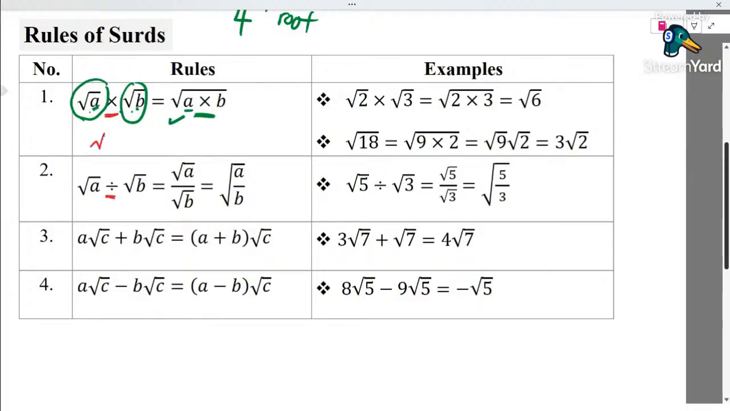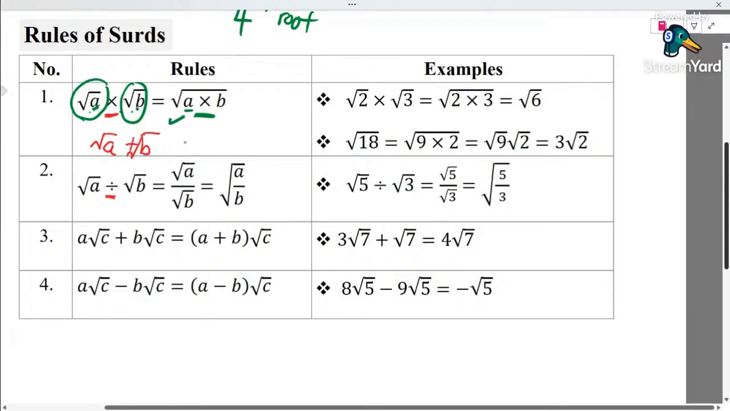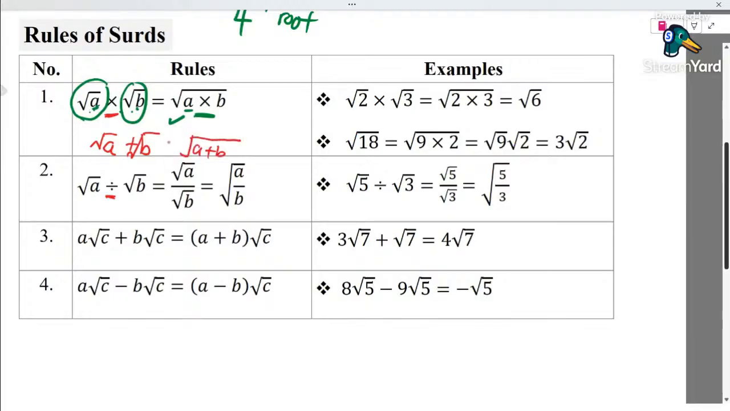If let's say you have the case of plus or minus, for example square root of A plus square root of B, you cannot say that this is equal to square root of A plus B. So this is not correct. Please be aware of that. Our rules here only apply for multiply or divide. If we have plus or minus, what you can only do is refer to rules 3 and 4 here. You must only do the operations plus and minus if they have the same surd. Then only can you do the operation.